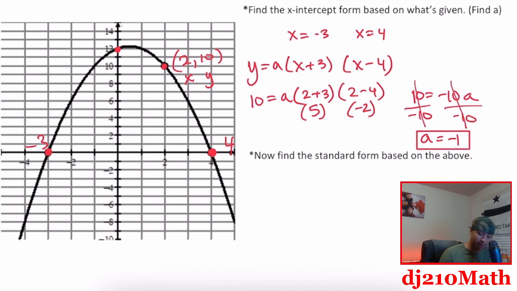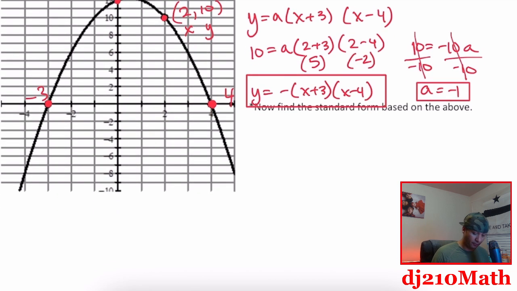All right, plugging that back into the original, we get y is equal to negative 1. So I'm going to write negative (x plus 3)(x minus 4). You don't actually have to write the 1 out. It's understood that it's a 1 if you just write a negative.